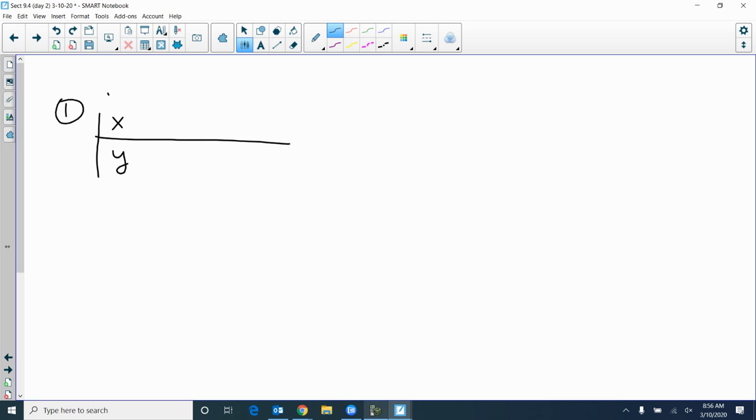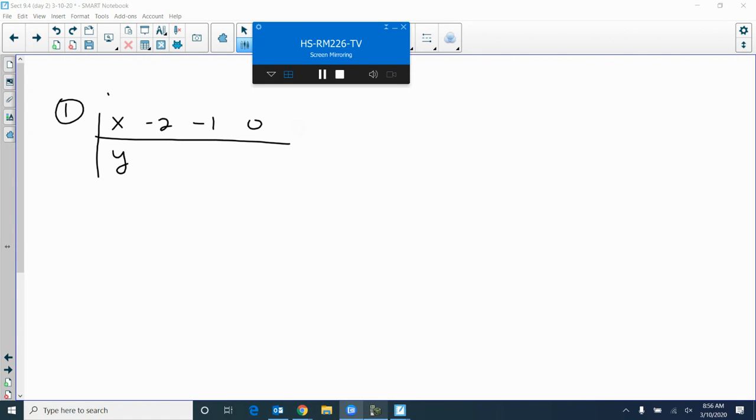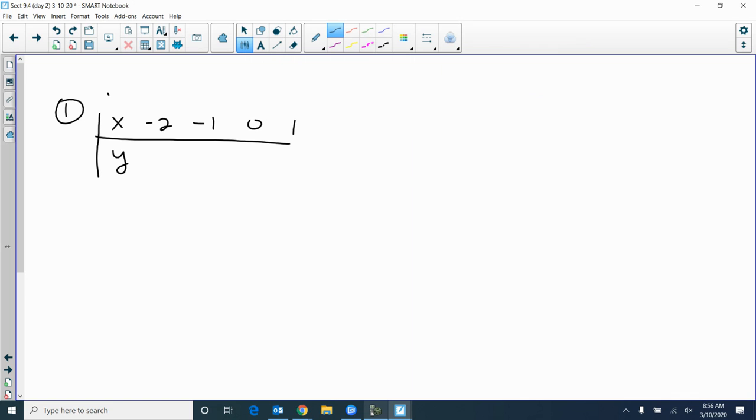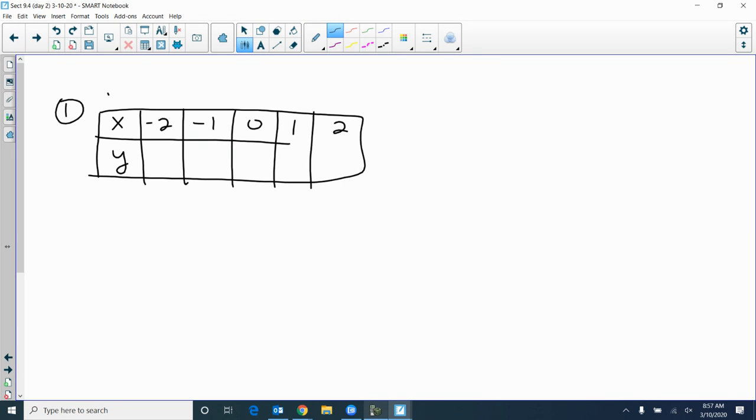That's fine, but what do we got there? X is -2, -1, 0, 1, and 2. And let's see, I got Y values of -12, -5, -4, -3, and 4. All right, you have to test the second difference.